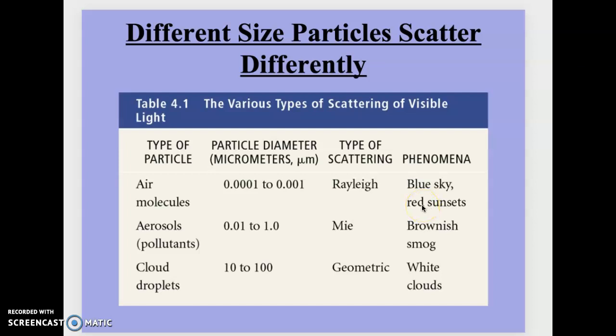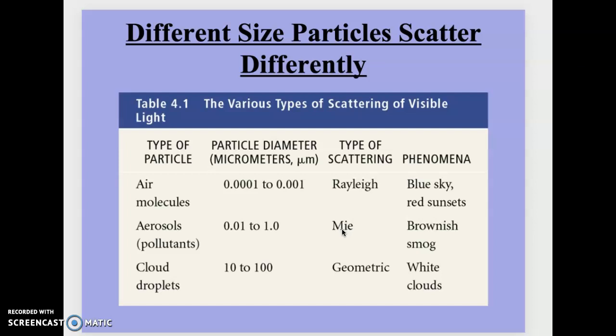As the particles get larger, you have aerosols and pollutants, and that results in brownish smog. And that's, again, 0.01 to 1 micrometer, and that's Mie scattering. If you ever look at old photos from the 70s in Los Angeles, or even in some cases recently in some parts of the world, you see brownish haze. That's Mie scattering of light.